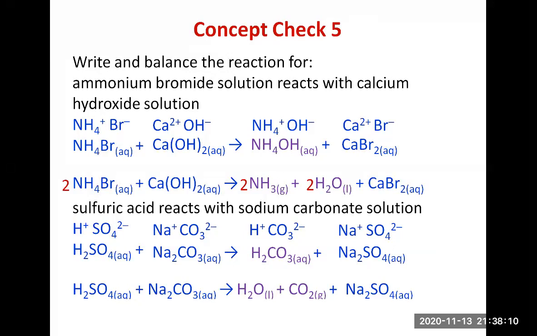So finally, you want to make sure this is balanced. Let's see. So we have 2 sodium on the left, 2 sodium on the right, one sulfate on both sides. The carbonate will make the carbon dioxide, and the water will take the other oxygen and combine with the 2 hydrogens that are from the sulfuric acid. So that's already balanced.